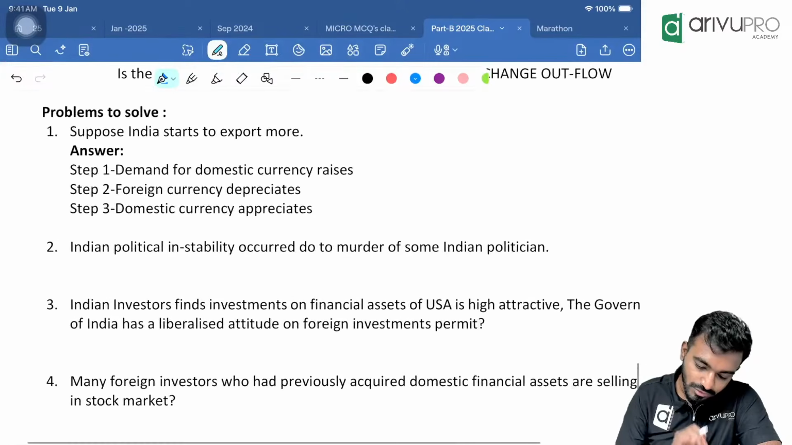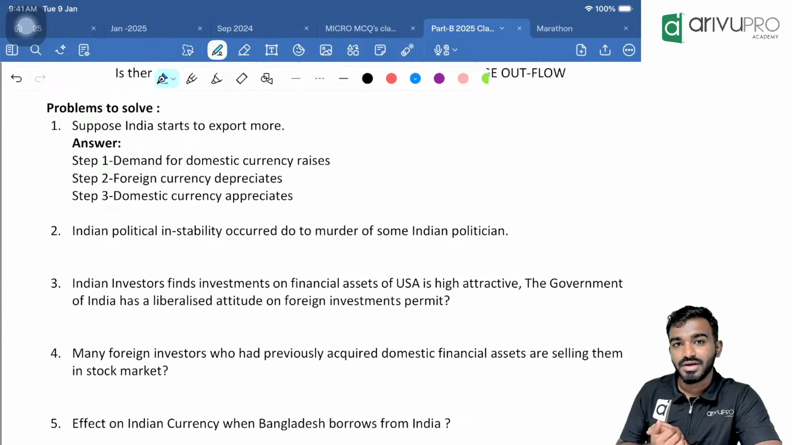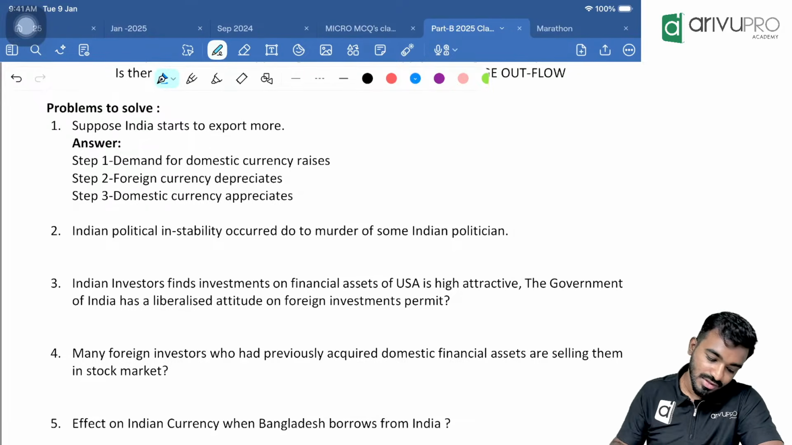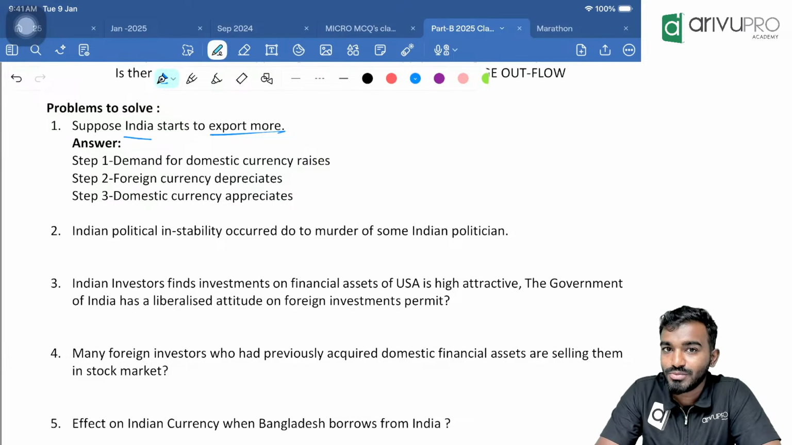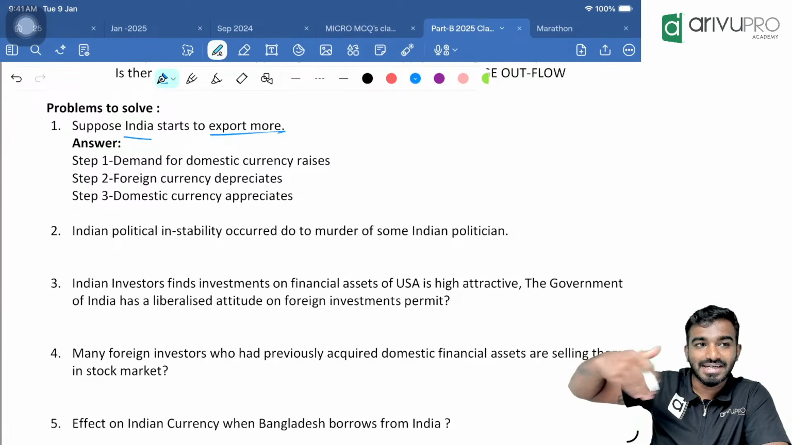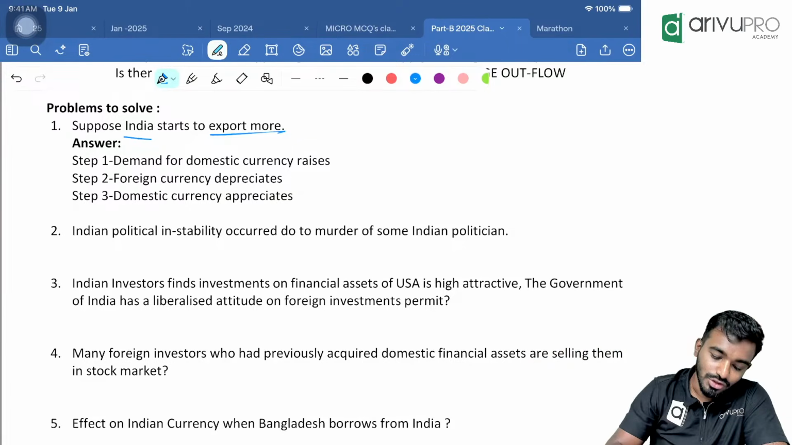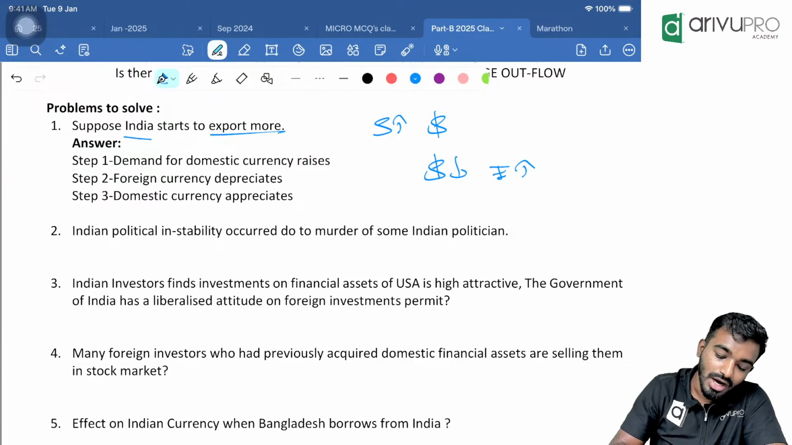I have given a couple of questions here. By this, unit 4 will also come to an end. So first do this. Suppose India starts to export more. When we export, we should receive money or we should pay money? We should receive money. Receive means dollar is coming inside. Supply of dollar it is. So when supply is increasing for a dollar, reverse logic, dollar gets depreciated, rupee gets appreciated.